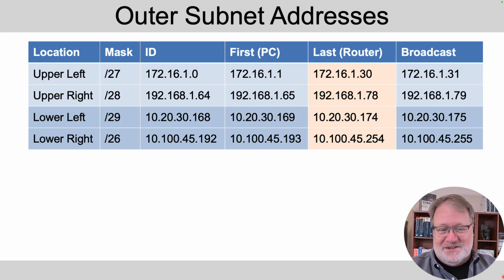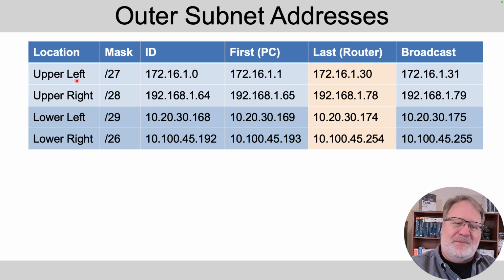Now, the hardest math came in the other 4 subnets, right? The outer subnets, if you will. So think of them as locations, upper left, upper right, lower left, lower right. And let's look at upper left to start. It had a mask of /27.